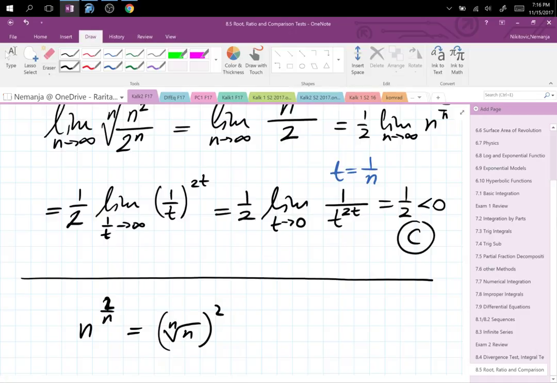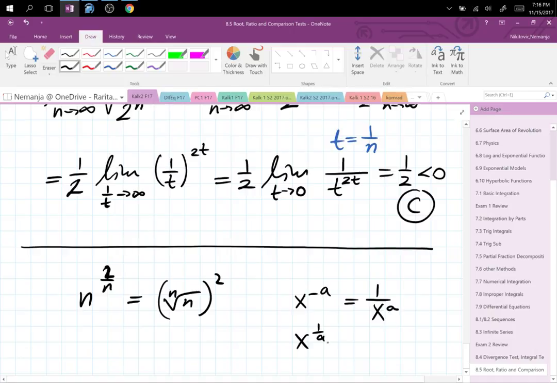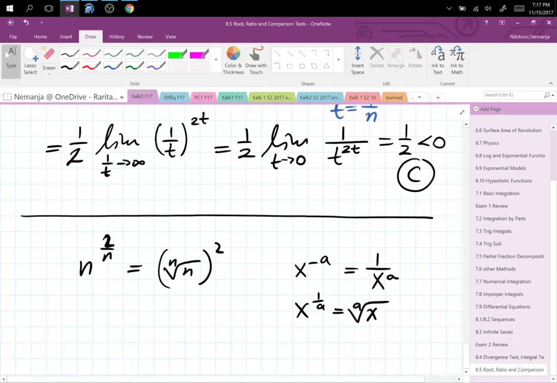No, you should have given the bottom n, no? n squared. No, that would be if it was negative. Right? It's x to the negative a that gives you 1 over x to the a. x to the 1 over a gives you the a-th root of x. I'll leave that there.